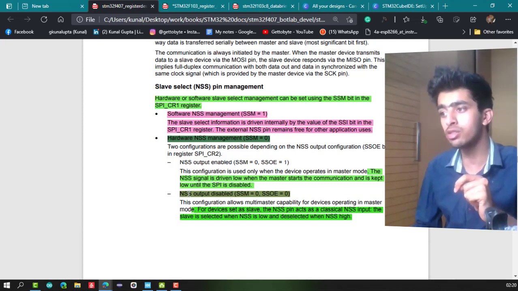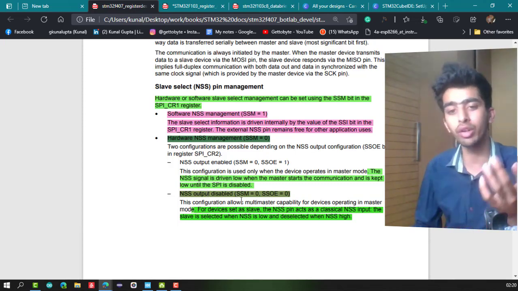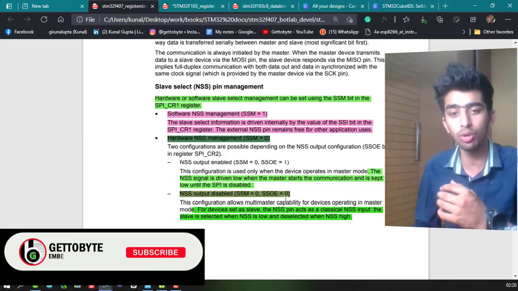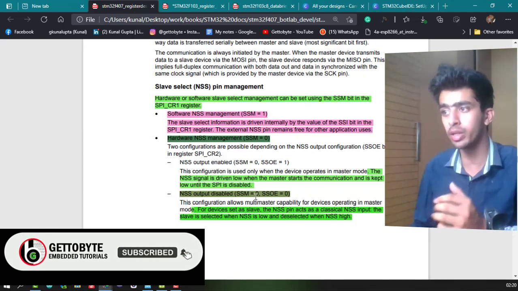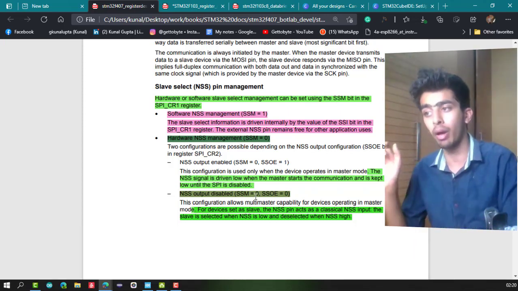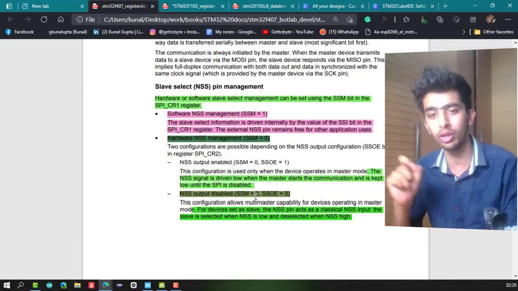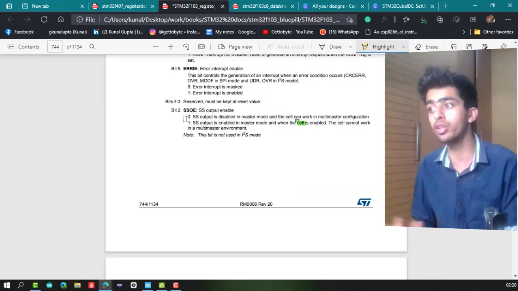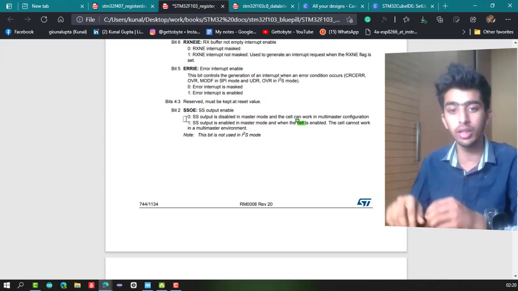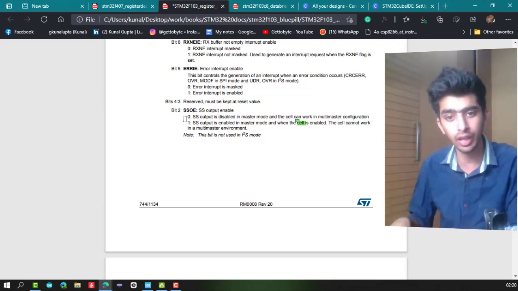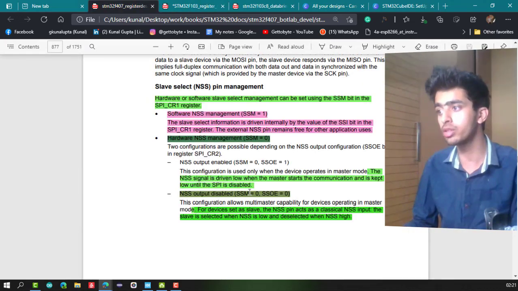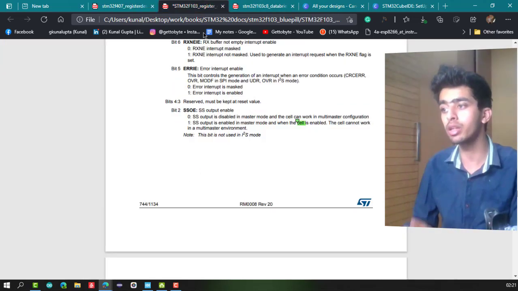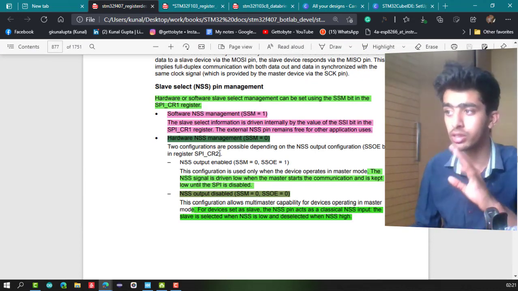This configuration is for master. When we have configured our microcontroller as slave, we have to set SSM equals 0 and SSOE equals 0. Why? Because SSM equals 0 means my hardware slave select pin will be controlling my device, and when I set SSOE to 0, my output is disabled. With both of these at 0, in slave mode the NSS will be an input pin, so the output will be disabled. This is the important thing.